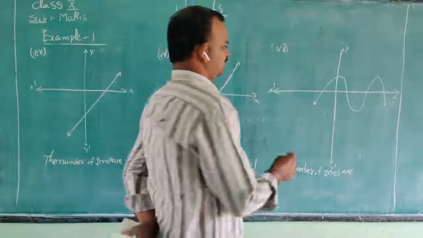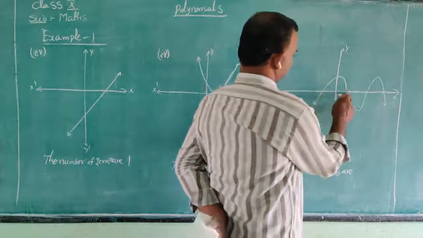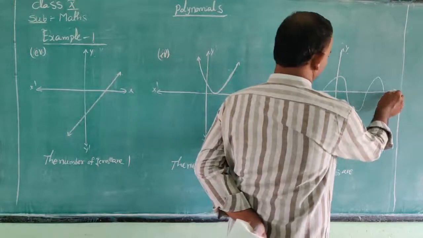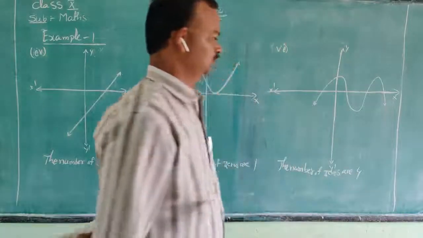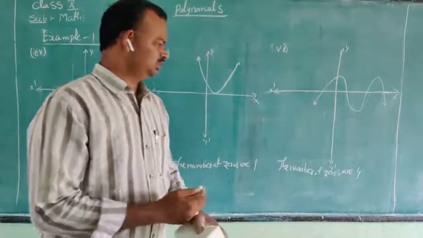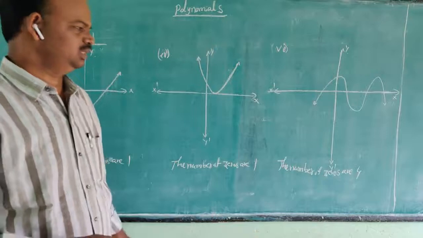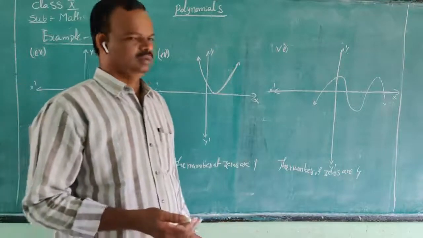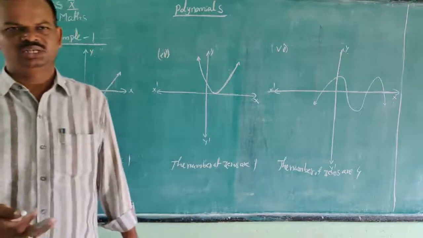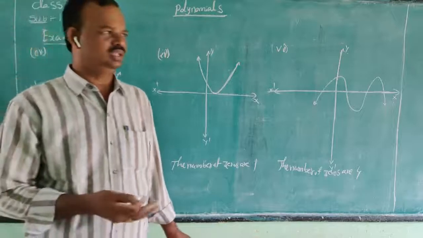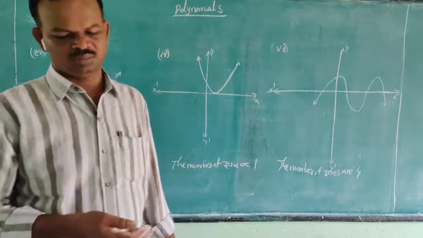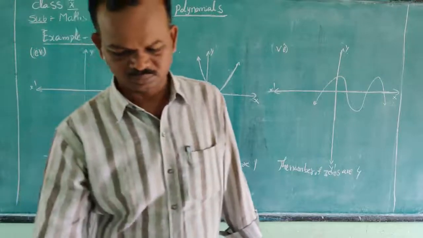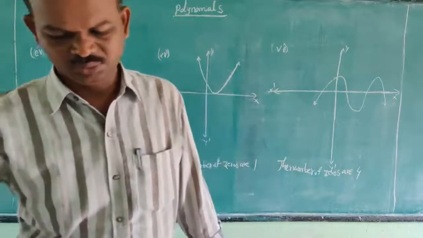The graph touches the x-axis at 1, 2, 3, 4 points. Therefore, the number of zeros is 4. That means in any graph, the number of times it touches the x-axis is the number of zeros of the polynomial. Next, example 2.